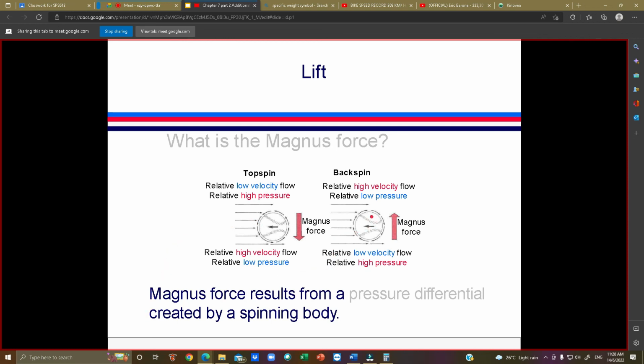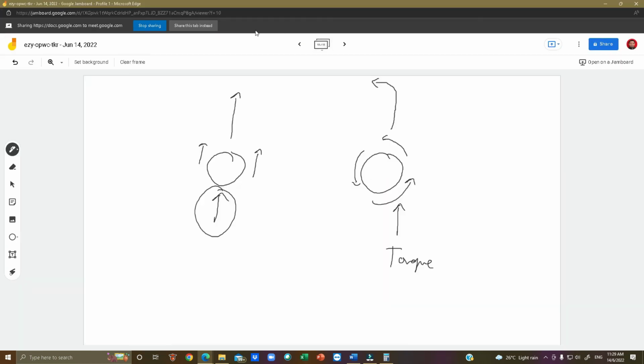Same goes if we spin the ball clockwise. This is counterclockwise. If we spin the ball clockwise, what is going to happen is the ball is going to have a lifting effect. Dia akan naik ke atas.